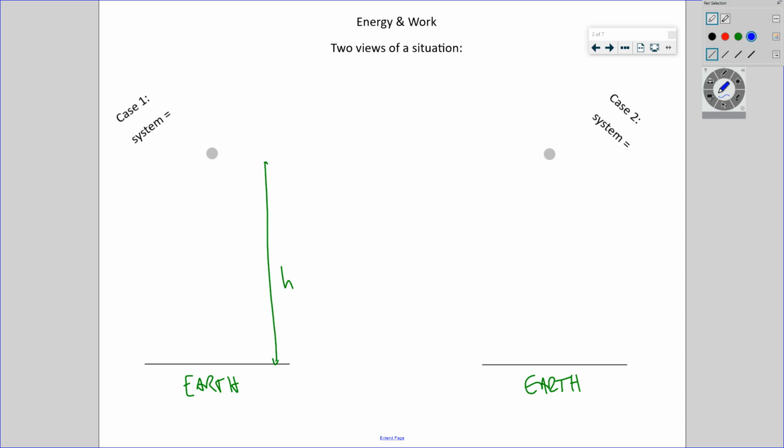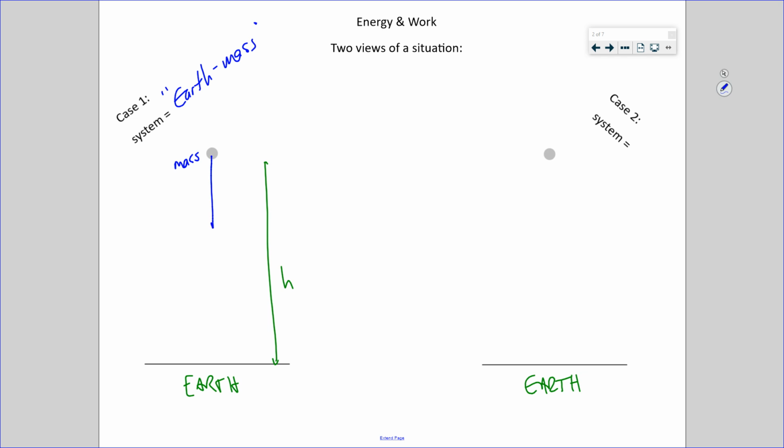So in case one, let's say this is our, quote, mass, and our system is what we'll call the Earth-mass system. Both the Earth and this mass are parts of our system. So if these two things are part of the system, here's a force mg that acts on that object. That's a gravitational force exerted by the Earth on the mass. It has magnitude m, if this thing has a mass we'll call m, times the Earth's gravitational field strength or gravitational acceleration, depending on how you want to define g.